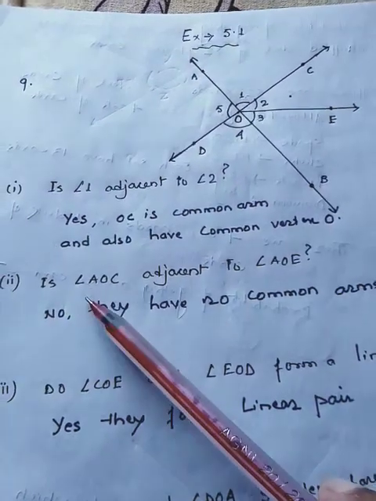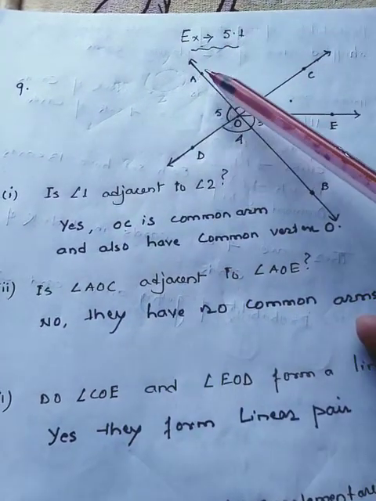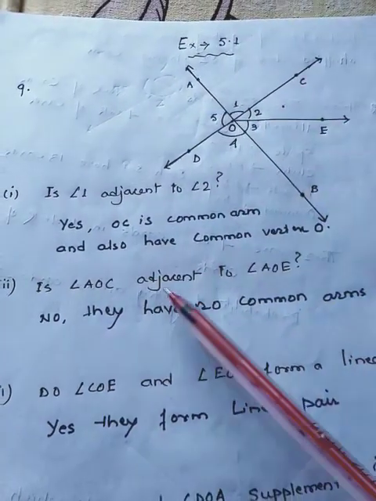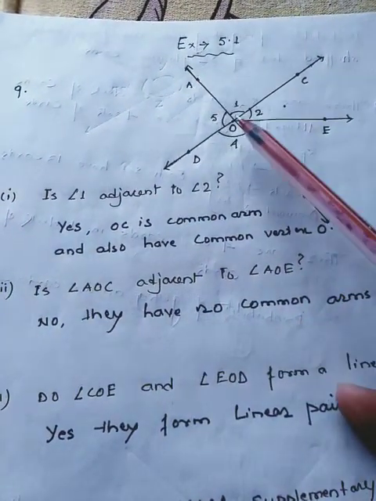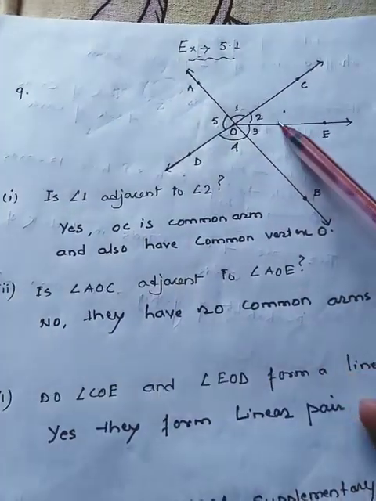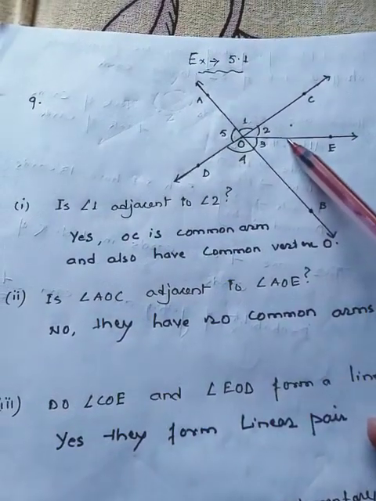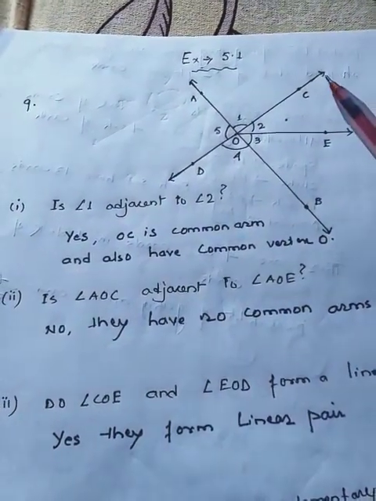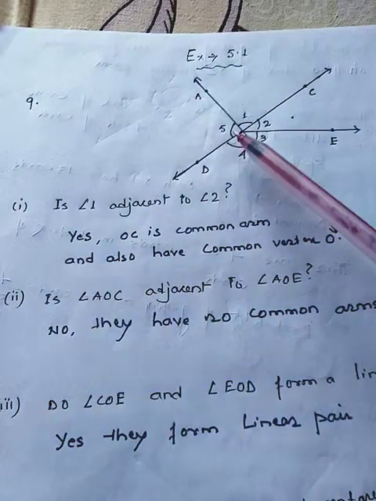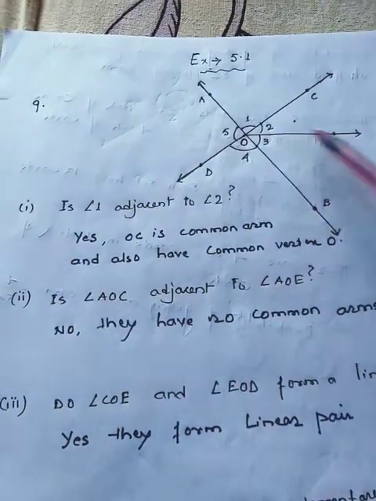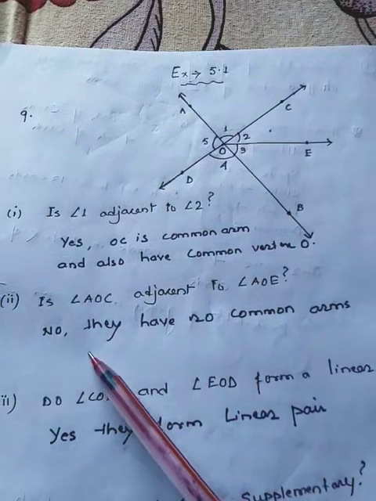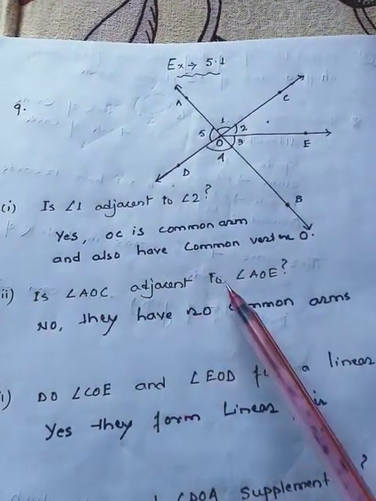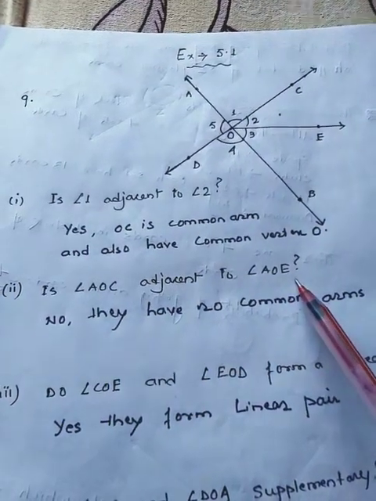Is angle AOC, this angle, that is angle 1, adjacent to AOE? AOE means this whole angle. The answer is no. Why? Because angle AOC and AOE are not sharing any common arm, isn't it? They have no common arms, so that is the reason AOC is not adjacent to AOE.